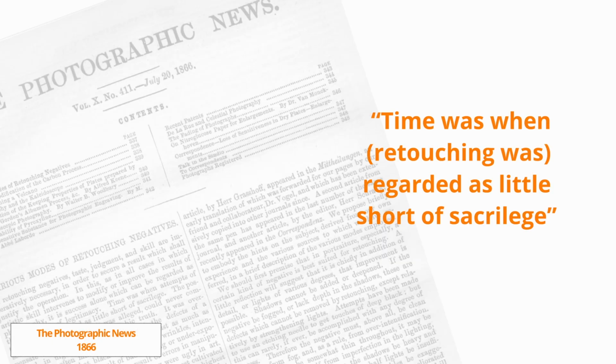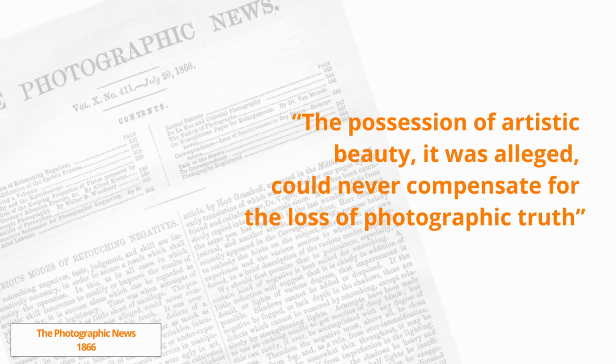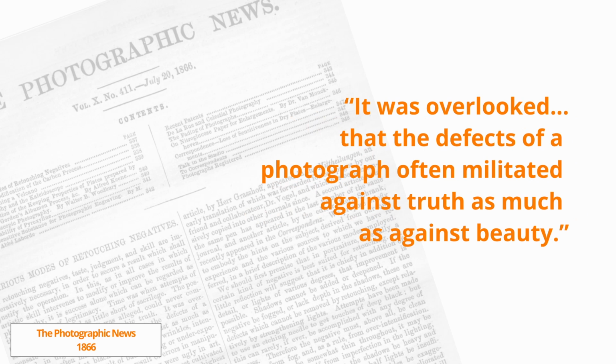"Time was when retouching was regarded as little short of sacrilege." This was written in the Photographic News in 1866, less than 30 years after the first photographs were taken. "The possession of artistic beauty, it was alleged, could never compensate for the loss of photographic truth. But it was overlooked that the defects of a photograph often militated against truth as much as against beauty." An untouched photograph can't be trusted. Why on earth not? Well, two reasons: perception and contraptions.